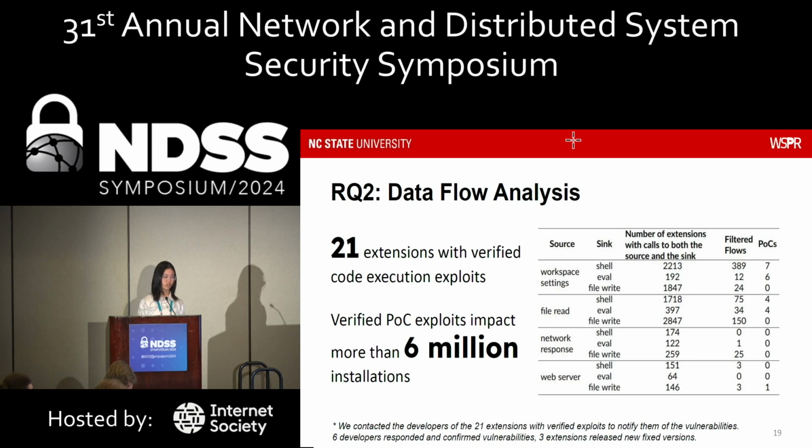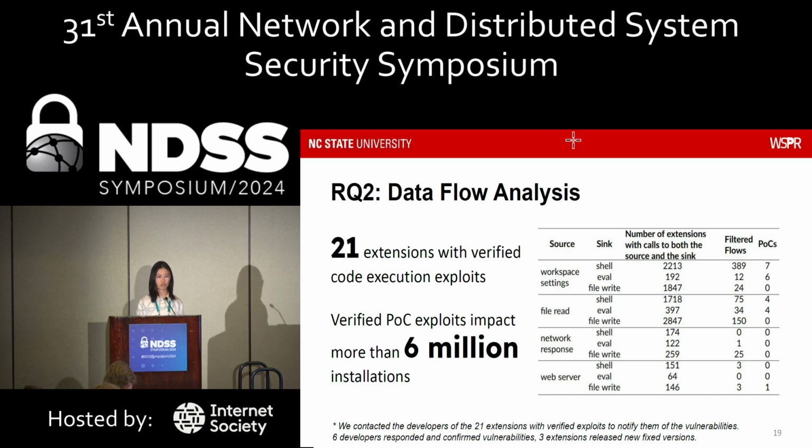And we have 716 dangerous flows. We wanted to see whether or not they could actually be exploited. So we sampled extensions with higher installations and tried to come up with proof of concepts. We were able to come up with a total of 21 proof of concept exploits, which impact a total of more than 6 million installations. And if you look at the POC column at the right there, you'll see that data flows from workspace settings and file reads to the shell command or eval are more likely to be exploited.